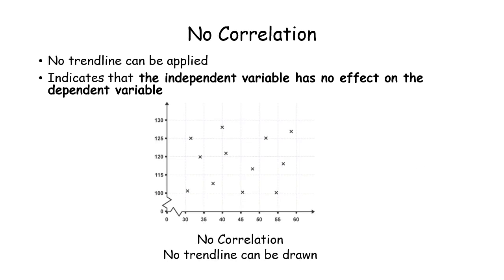The final situation is where we have no correlation. In a situation of no correlation, no trend line can be applied. And if you are looking at a graph with no trend line, with the data all spread out on it in your supplementary sheet, you could indicate that there is no correlation. What no correlation means is that the independent variable has no effect on the dependent variable.